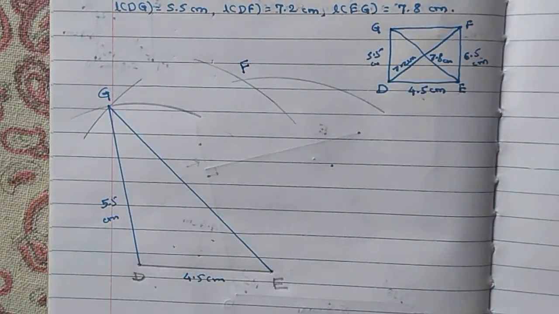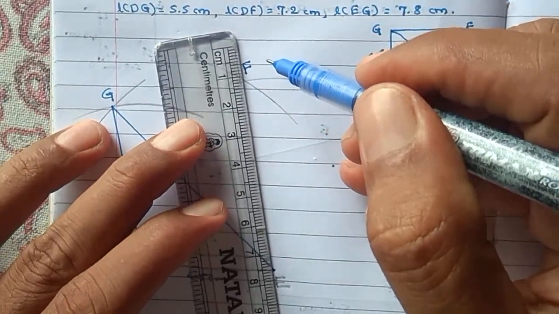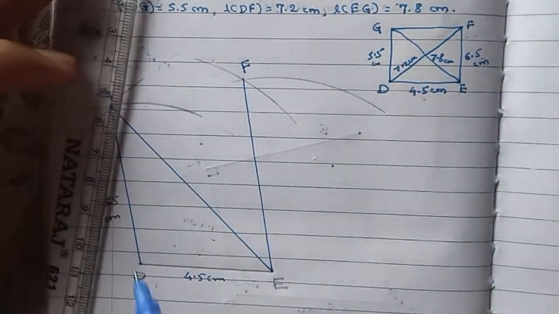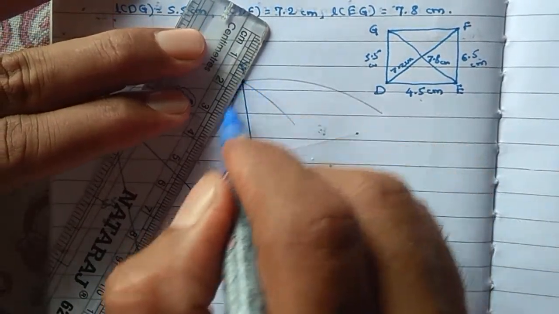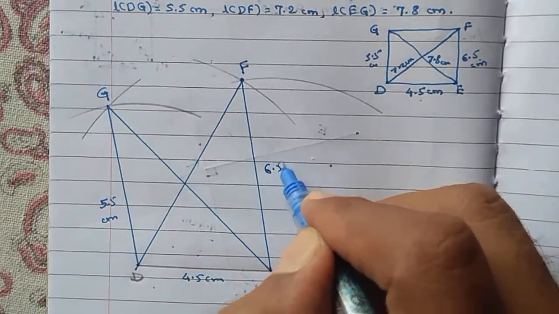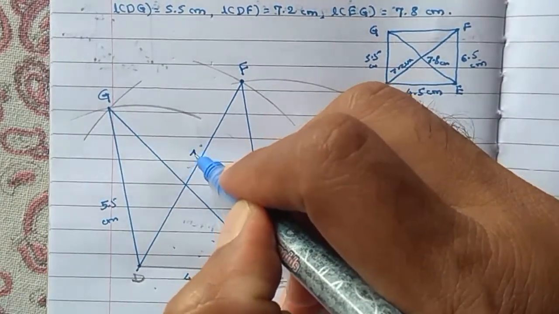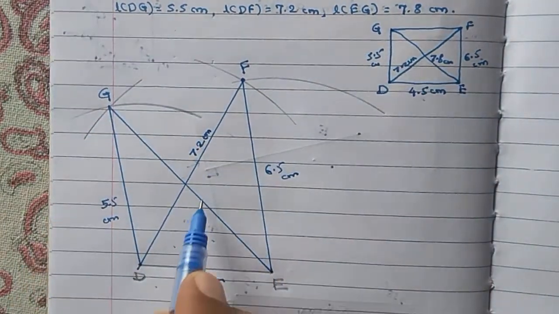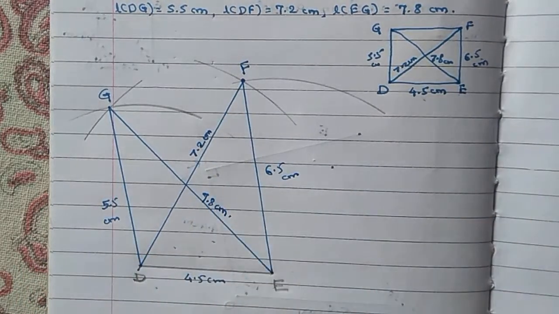Right? Then join the point EF. Then join the points DF, because it is a diagonal. Okay, write their lengths. This is 6.5 centimeter. Then this length we have taken 7.2 centimeter. This length we had forgotten that time. What is this length? 7.8 centimeter. All these specifications we have to enter here in the construction.